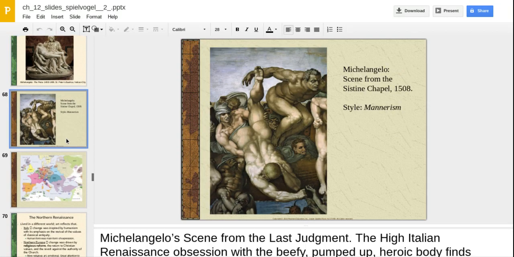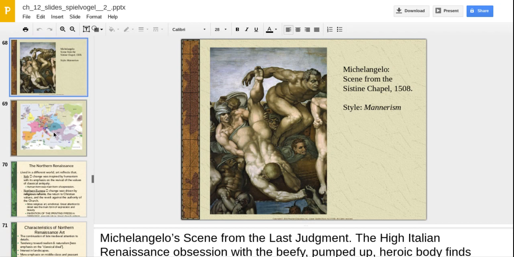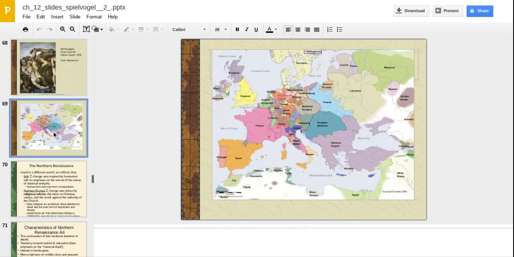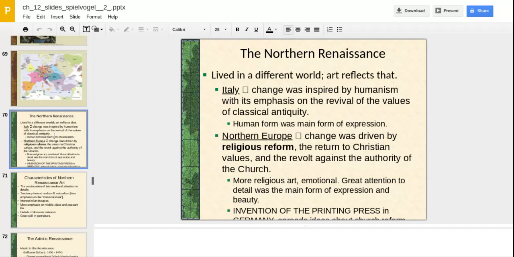Here's a scene from Michelangelo's Sistine Chapel. We'll look at the Sistine Chapel. It's incredible artwork in there. And a little map. We won't worry about that one right now.